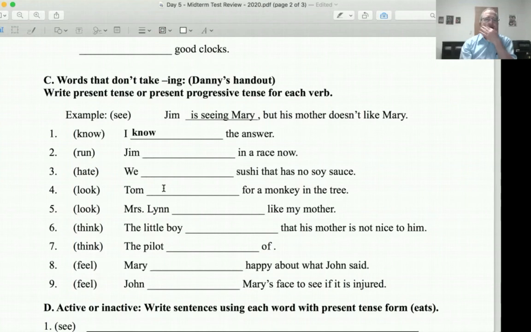Words that don't take ing. Let's see, example, Jim, the verb is see. Jim sees Mary, but his mother doesn't like Mary. Okay, here we have is seeing. Now, see, when it means dating, we use it with an ing. Jim is dating Mary. Jim is seeing Mary, but his mother doesn't like Mary. Okay, now, know never takes ing. It's one of those words you have to know. So it's now, but we don't use ing. I know the answer.